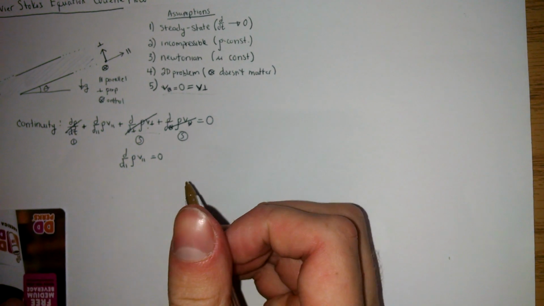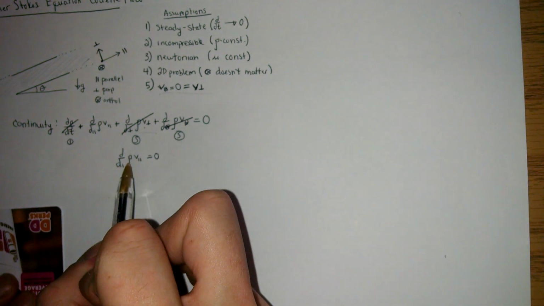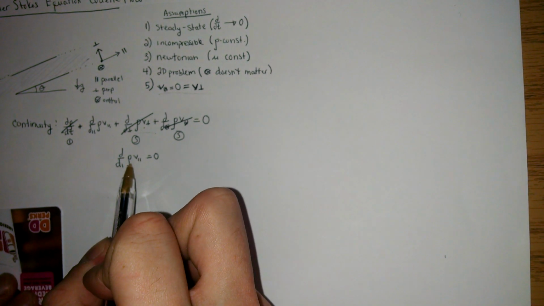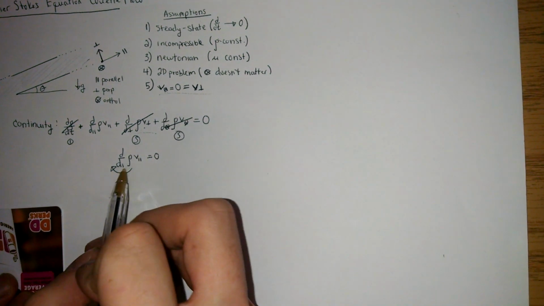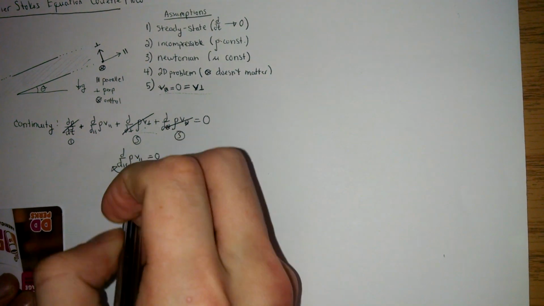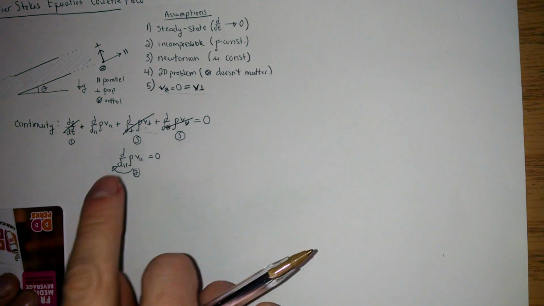Okay, so now we could use yet another assumption. Since the density of the fluid is constant, we could pull it out of this derivative, and that is by assumption 2.